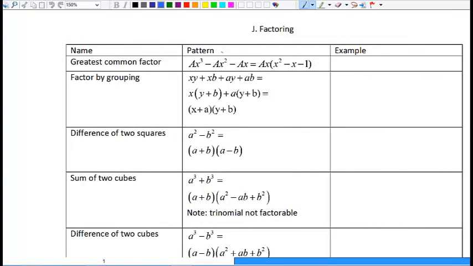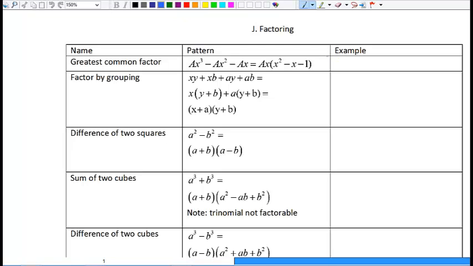Okay, so these are just going to be the highlights of factoring patterns out there. So it's just good to recognize the different types. So the first one we're going to look at is GCF, or greatest common factor. So let me put up something that sort of resembles this pattern here.